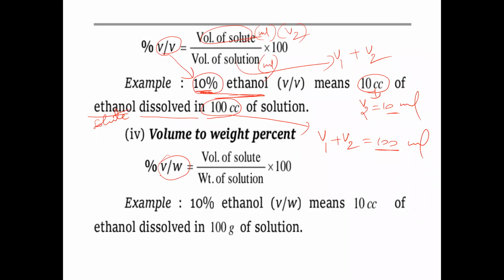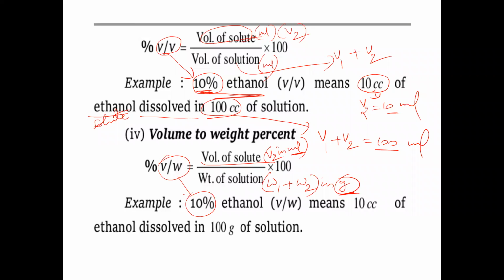Next, V by W percent, volume by weight percent. It is the volume of solute in ml, V2, by the weight of solution. Weight of solution means W1 plus W2 in grams. So it is volume in ml by weight of solution in grams, where weight of solution means weight of solvent plus weight of solute. So this is V by W percent.